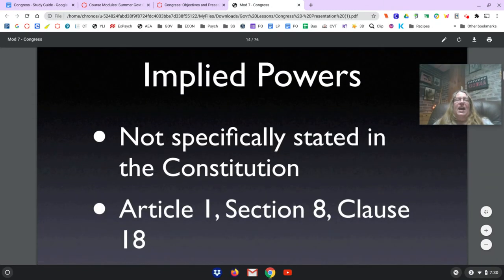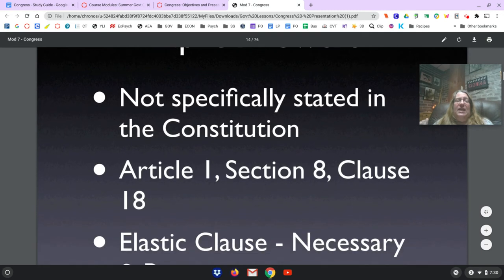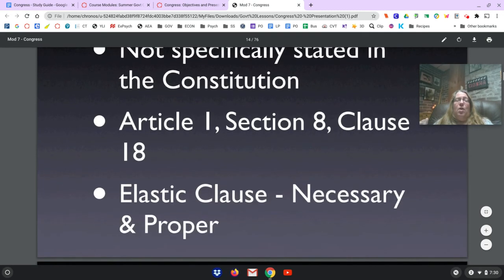The next category of powers are what we call implied powers. These are not actually specifically stated in the Constitution. The reason we can do this is because of Article 1, Section 8, Clause 18, which says the government can make any necessary and proper laws. We call this the elastic clause.